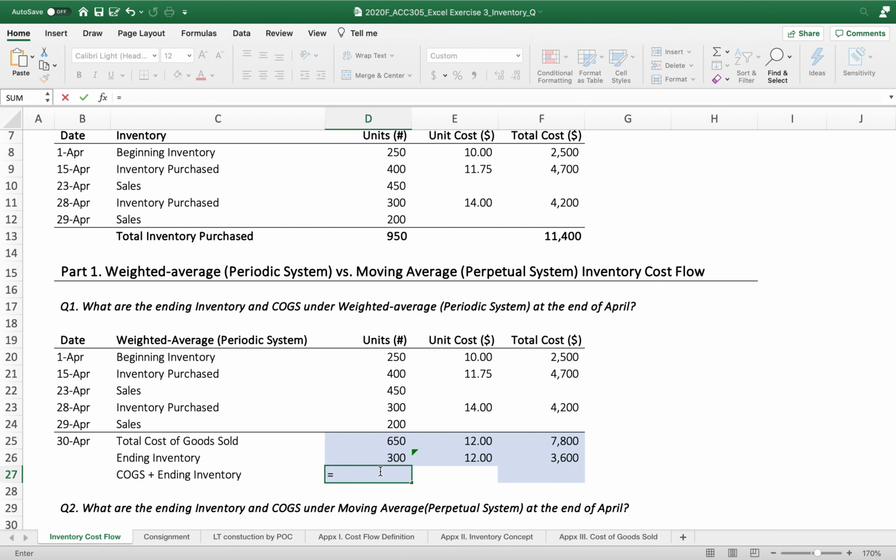So let's make sure that we include all the cost of goods sold and ending inventory. The sum of these two should be the same as 950, the inventory purchased, that is the total inventory on hand. The cost of goods sold and ending inventory on hand at the end of April, so 650 plus 300. Good. And also the cost of goods sold and the inventory in total cost in dollar terms should be 11,400. So 7,800 plus 3,600. Do you see? It matches. That's how we get the weighted average periodic system total cost of goods sold and inventory.